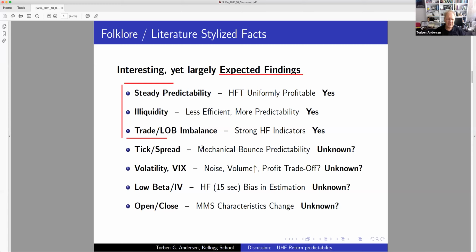The things that are a little bit harder to interpret: what does the tick or the spread actually mean beyond the mechanical bid-ask bounce effect? Is the impact here larger than the tick size, or is there more to that? On the volatility in VIX, when volatility is high, things are harder to predict. It doesn't necessarily mean that the high frequency trader is worse off, because volume usually goes up with high volatility. That means they can do more trading, or benefit more from just market making at the bid and the ask.